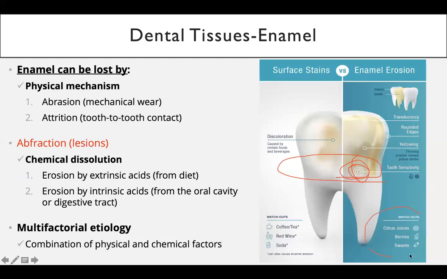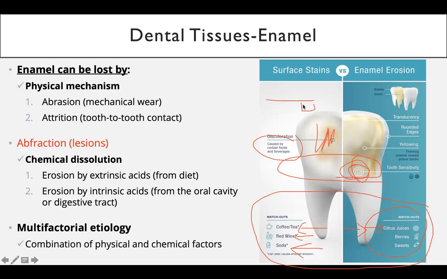So watch out for citrus juices, beverages, coffee and tea in excess, red wine in excess, soda, carbonated water in excess, sweets and berries. Some of them attract bacteria, some of them have a low, acidic pH and cause abfraction lesions and chemical dissolution. And discoloration will be just caused by certain foods and beverages. There will be yellowing, which can be removed by brushing the teeth.